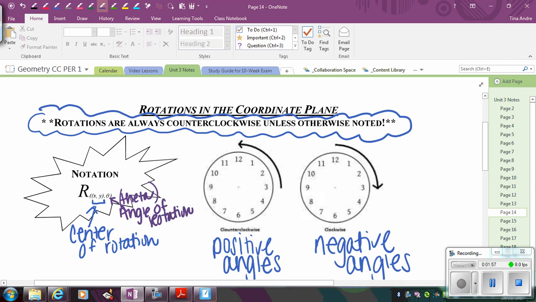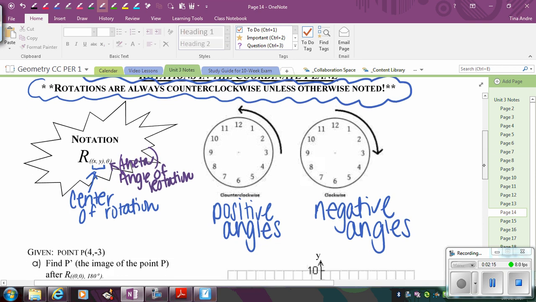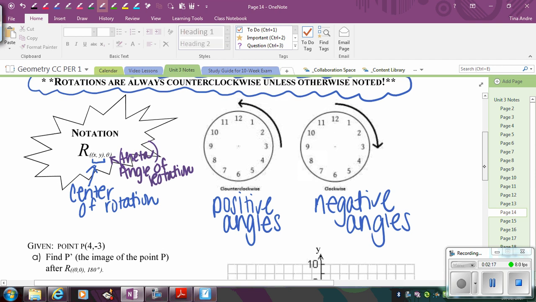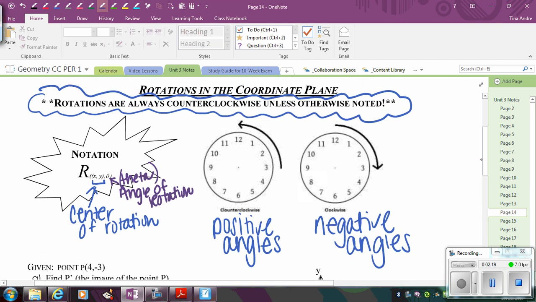So you always have to know your center of rotation, the angle of rotation, and then the direction. Like I said, sometimes direction might not be specified using this notation. If it's a positive angle, you're assuming it's counterclockwise. Negative would mean clockwise. Otherwise, it should specify which direction you're moving. When we actually do these rotations on a coordinate plane, there are three different angles you're going to be dealing with.